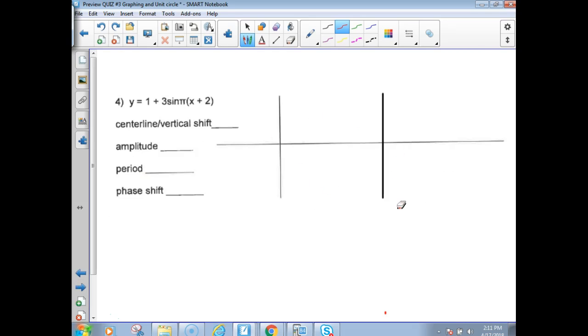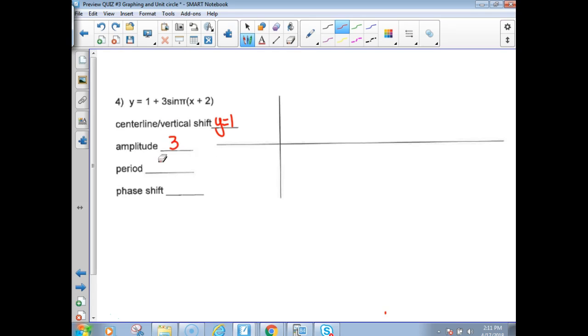Okay. I slid this over, and there's a reason, because this has a shift. The center line is y equals 1, and I might even extend that. If you don't, I'll talk to you about this because this wasn't on your paper, correct? All right, the amplitude is 3.